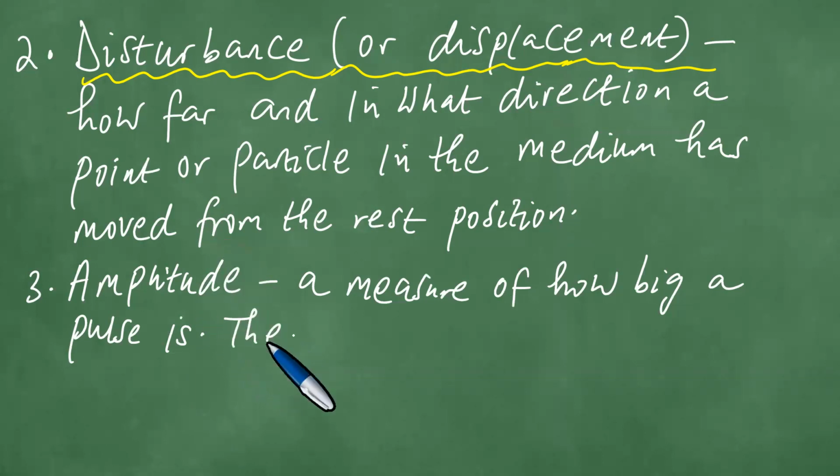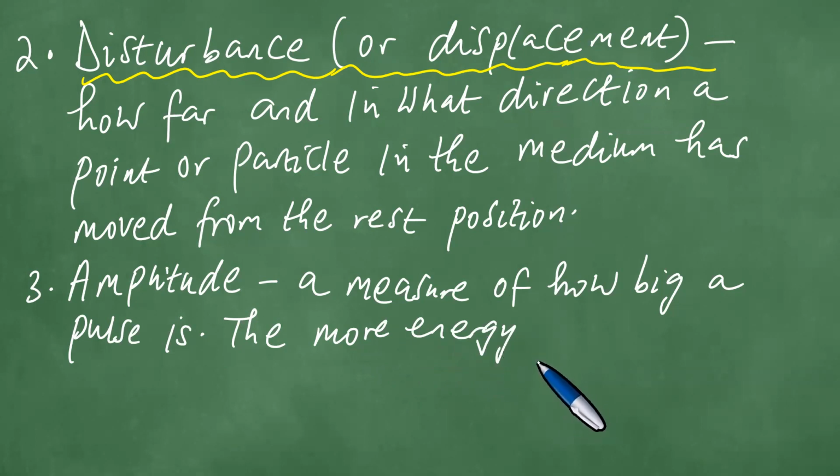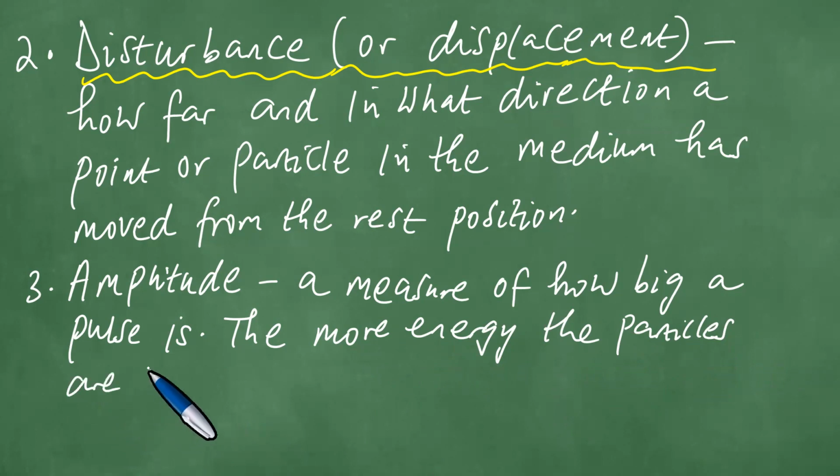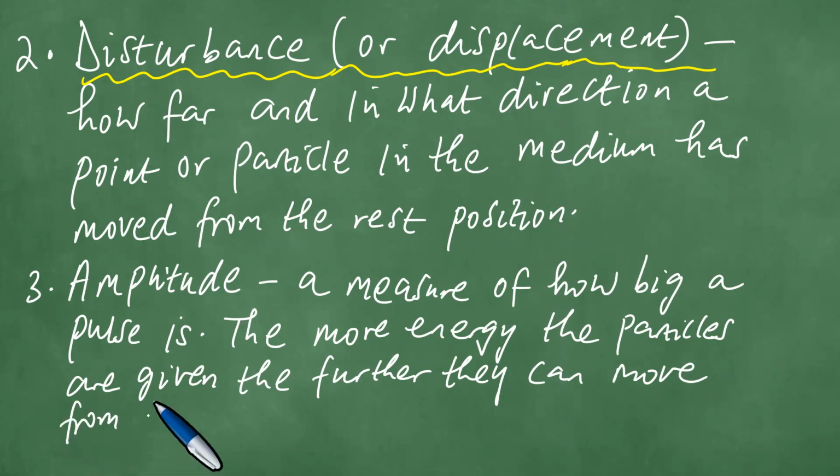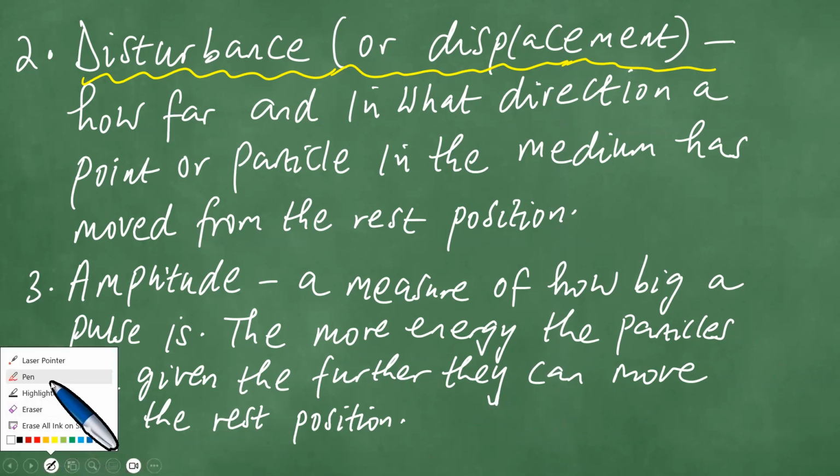We can mention things like the more energy the particles are given, the further they can move from the rest position. The more energy the particles are given, the further they can move from the rest position. So we are describing here the amplitude.